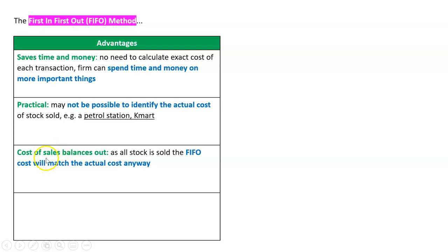Thirdly, it's all going to balance out anyway. The cost of sales will balance out, because when you think about it, if I sell everything, all the costs are going to go out. The order is not really that important. If I sell everything, it balances out anyway. I'm just changing the order in which I assumed it was sold. And lastly, it increases net profit in the short term. That's when inventory prices go up. We'll talk about that in a separate video. That's hard to understand. We'll come back to that.